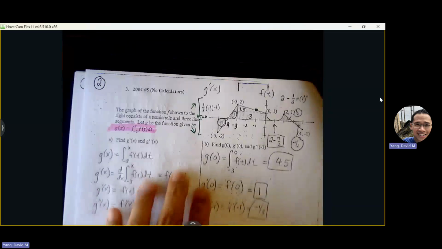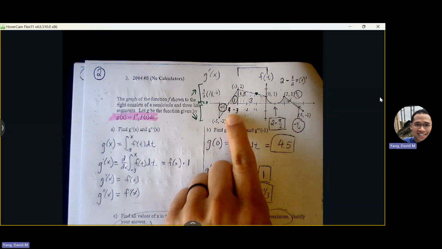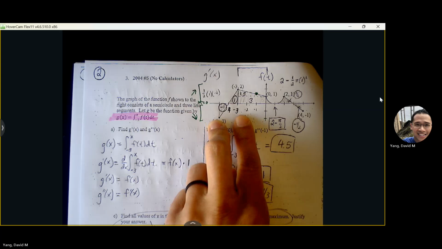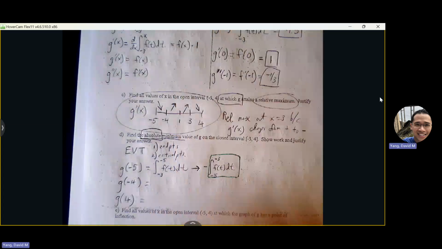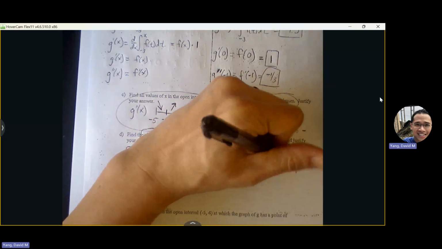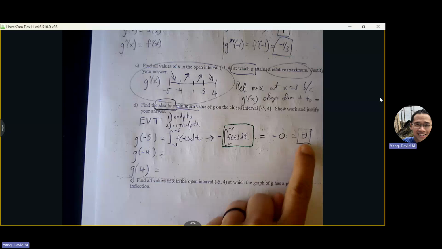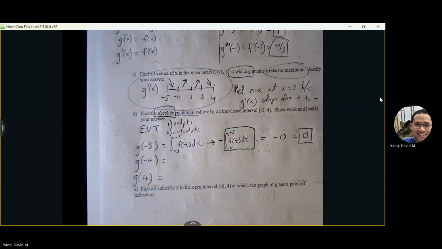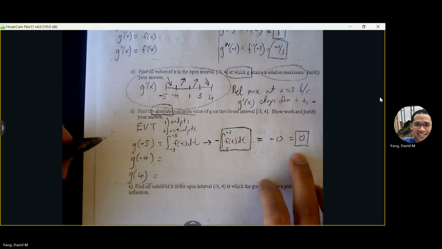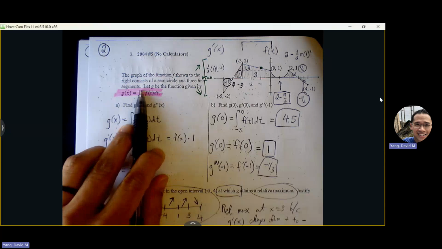So from -5 to -3, what do these numbers add up to be? -1 plus 1, 0. So here, in this case, it doesn't really matter. -0 is still going to be 0. But we did make sure that if there was a number here, we were ready to change that sign. Okay, next up, g of -4. So again, we follow what the rule says, -3 to -4.